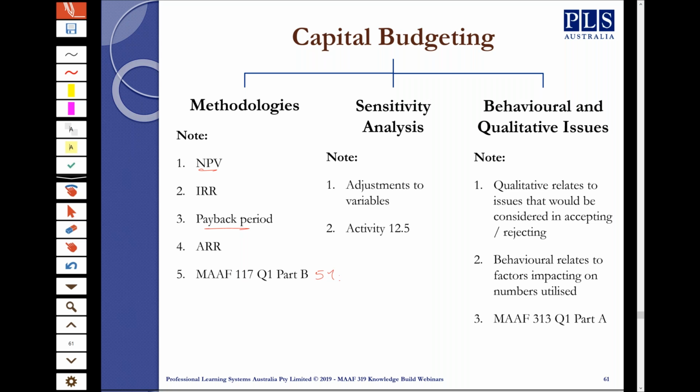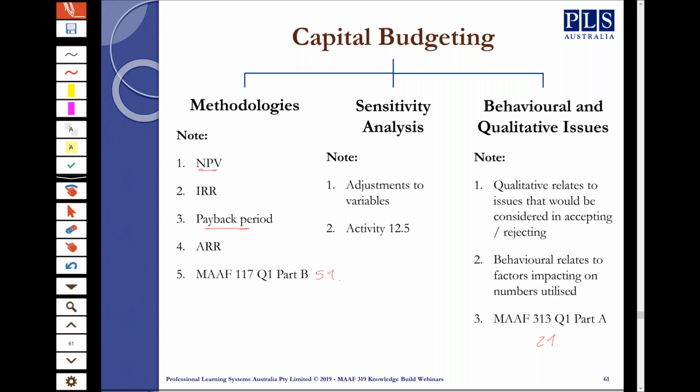You'll find there's also some coverage with respect to sensitivity analysis, where you look at that logic of adjusting variables, and activity 12.5 shows you that. And we also need to just pick up on our behavioural and qualitative issues. Qualitative relating to issues that would be considered in accepting and rejecting, behavioural relating to factors impacting upon the numbers utilised, and you'll find there was a smaller 2-mark question of that form back in the 313 exam.